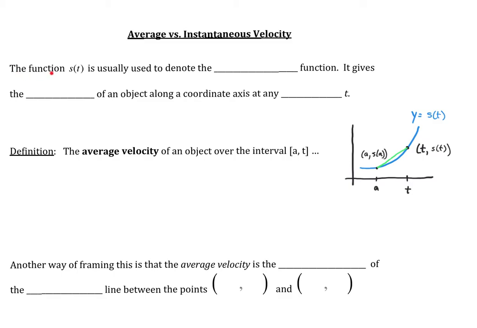So actually, the function s of t is usually denoted the position function. Okay, and it gives the position of an object along a coordinate axis at any time t. So I want to emphasize that s of t is our position function.